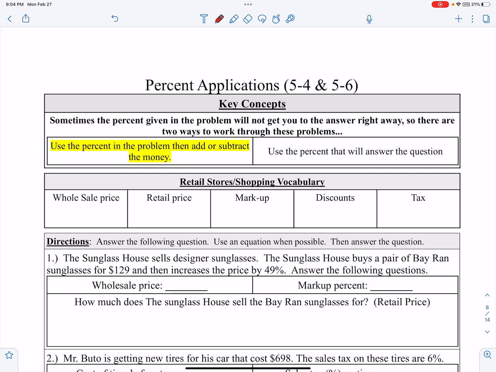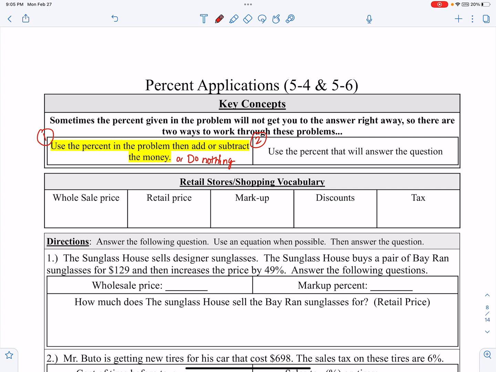And here we go. So today we're going to focus on using the percent in the problem and then adding or subtracting the money. Okay, there's really two options for solving percent problems. We're going to focus on this highlighted one today. One other option is sometimes we do nothing. So they may have us find the discount or find the tax, and then we have to add or subtract. Sometimes it just ends up being the answer we need, and we don't have to add or subtract, if it's just asking like, what is the discount, that kind of thing.